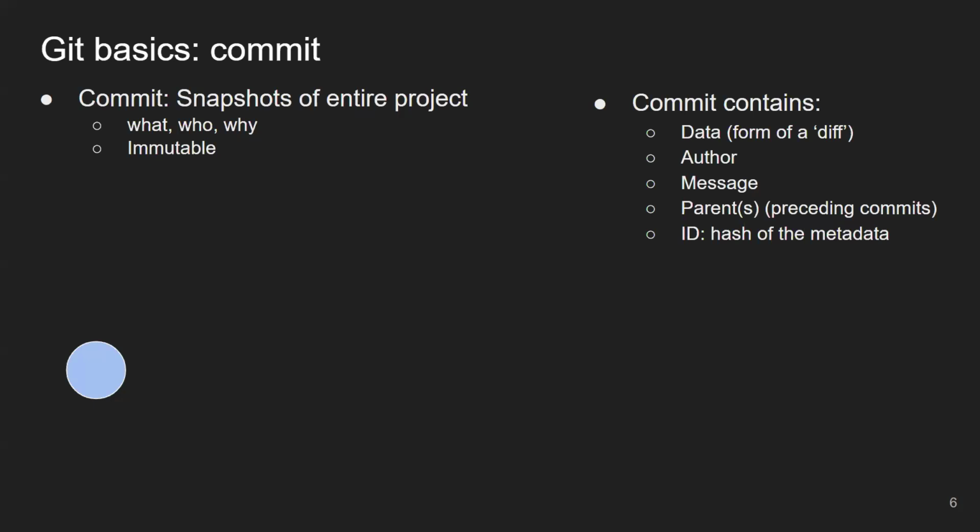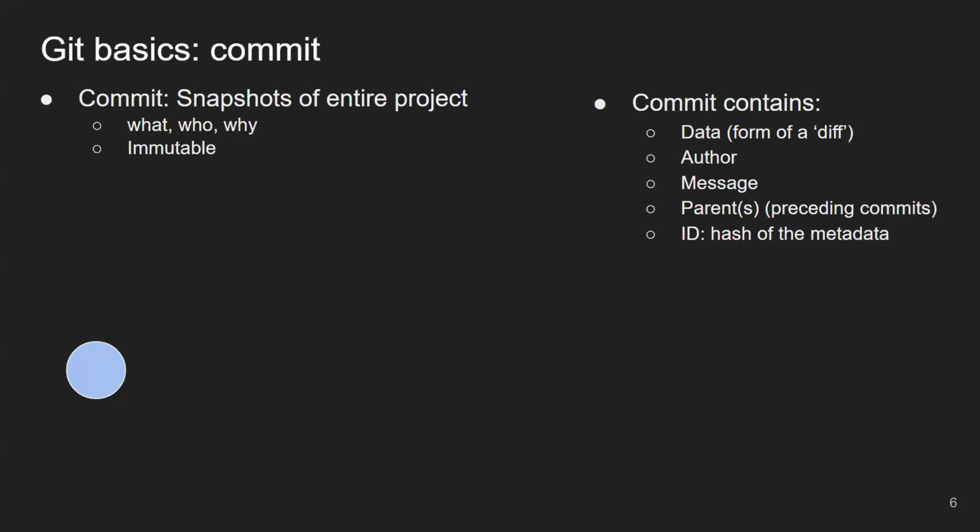A commit is a snapshot of your entire project. What the commit says is what the project is at that time. It also needs to know who made the commit, at what time, and why. We'll talk about these things in a moment. What's actually contained in one of these commits is the data, in the form of a diff, as we were talking about before.